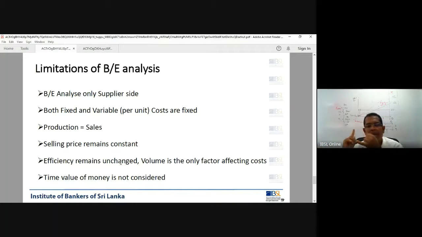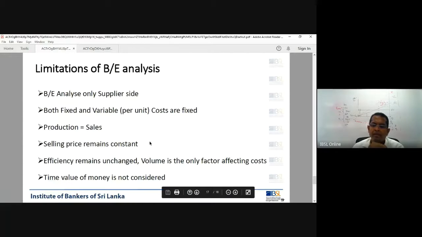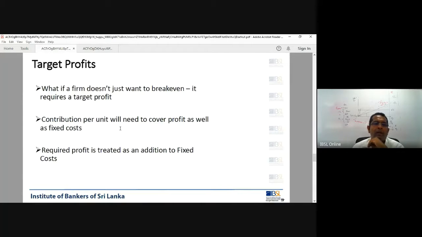So limitations are: only the supplier side we are looking at. Both fixed and variable cost are fixed. Efficiency we didn't bother to discuss. Production equals sales. Selling price is constant. Then time value of money not considered. Right? This is the main items. We have two equations. Okay.